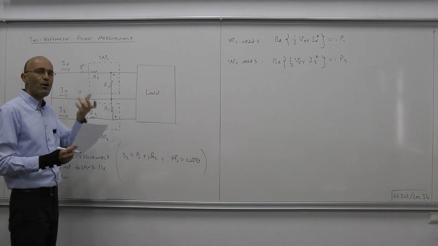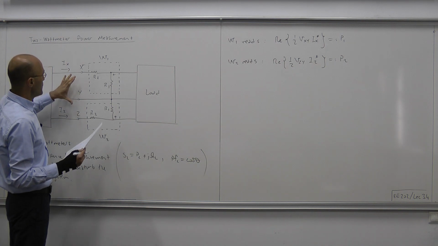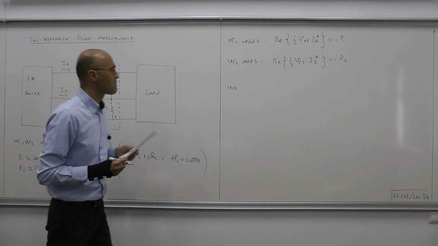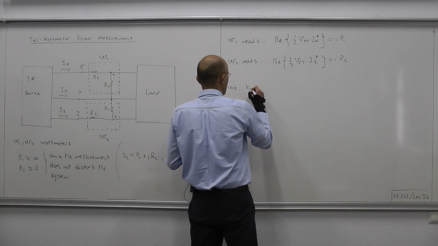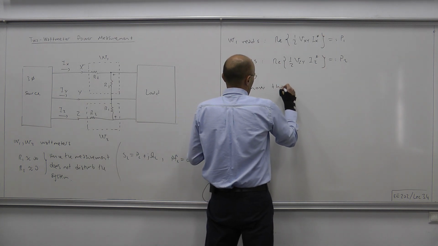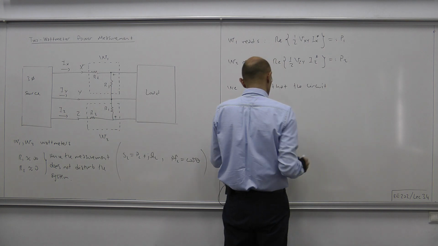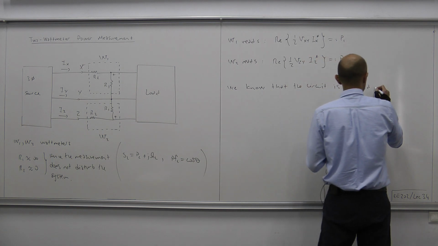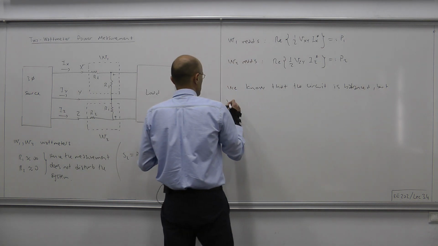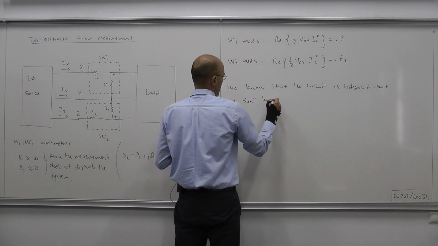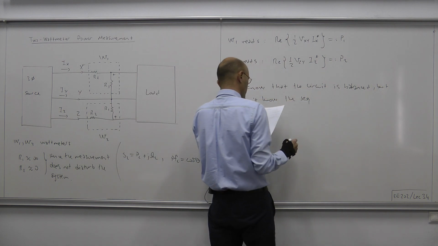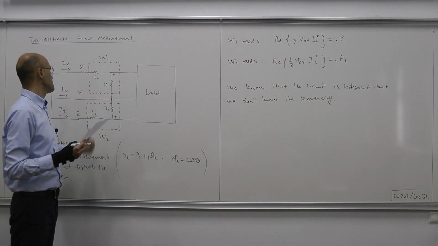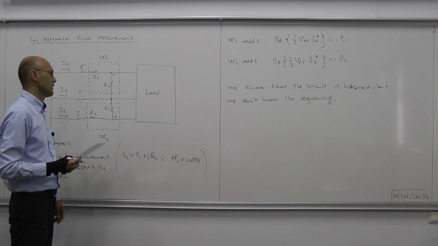Due to that lack of knowledge, we label our nodes as X, Y, Z. So let's write that detail down because it's important. We know that the circuit is balanced, but we don't know the sequencing. That's why we're labeling the nodes as X, Y, Z instead of A, B, C.